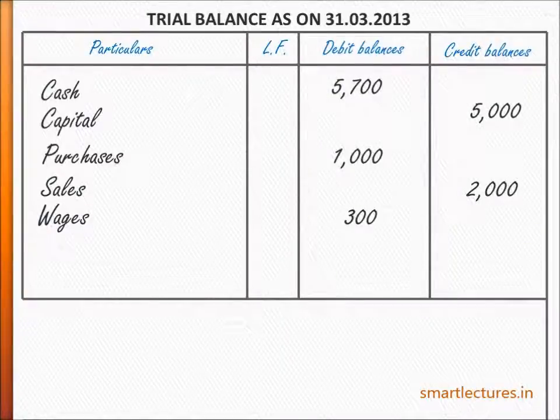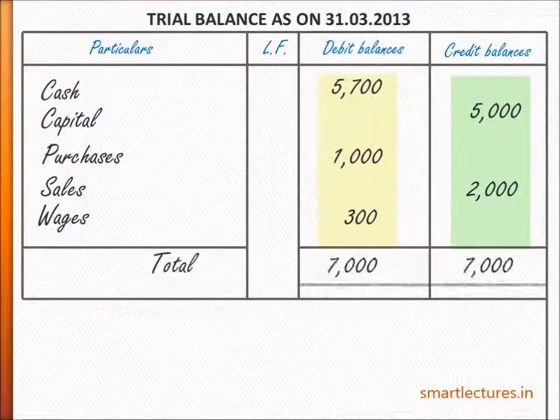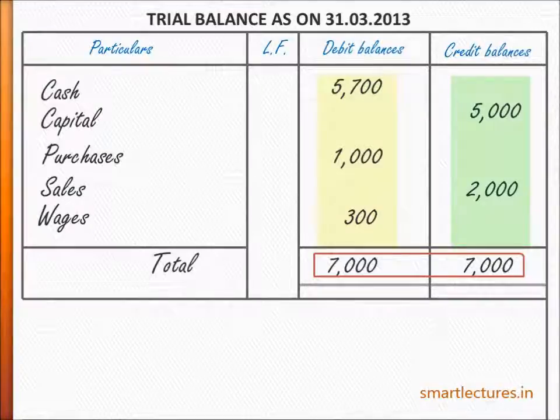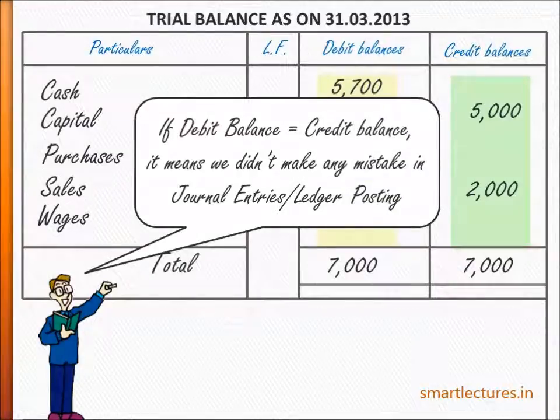So on the trial balance, we have got three items on the debit side: cash 5,700, purchases 1,000, wages 300. And there are only two credit balances in the trial balance: capital 5,000, sales 2,000. And what's the total on both sides? Rupees 7,000. It means our trial balance is balanced. The totals on both sides are equal. What does it mean? If the totals of the trial balance on both sides are equal, it means we didn't make any mistake during journal entry or ledger posting.